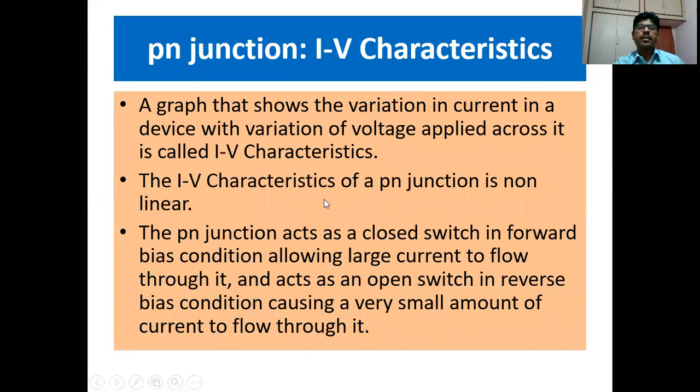Now we shall study the IV characteristics of a PN junction. A graph that shows the variation in current in a device with a variation of voltage applied across it is called IV characteristics. The IV characteristics of a PN junction is non-linear. The PN junction acts as a closed switch in forward bias condition, allowing large current to flow through it, and acts as an open circuit in reverse bias condition, causing a very small amount of current to flow through it.